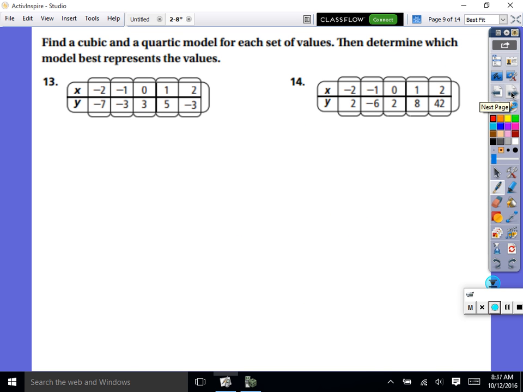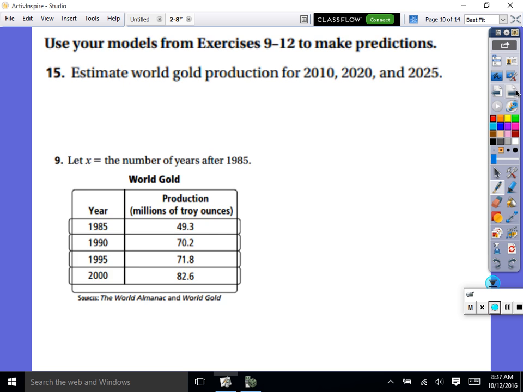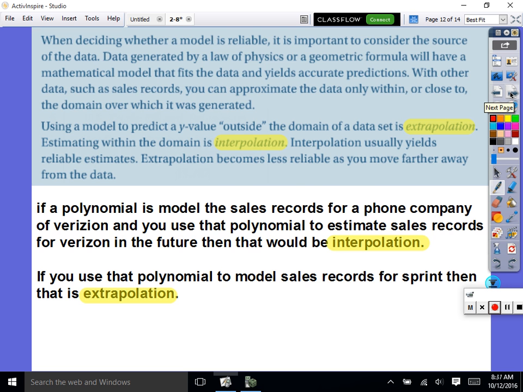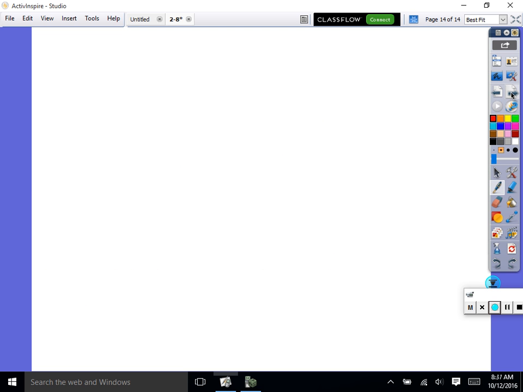Okay, so 13 and 14 say, find a cubic and quartic model for each set of values, then determine which model best represents the values. You'll go through, find a cubic, find a quartic, write them both down, and tell me which one is the best fit. So it's whichever one's R squared is closer to 1. Then I want you to go ahead and do problems. So this is what you're doing today. You're doing the front page, the whole front page.